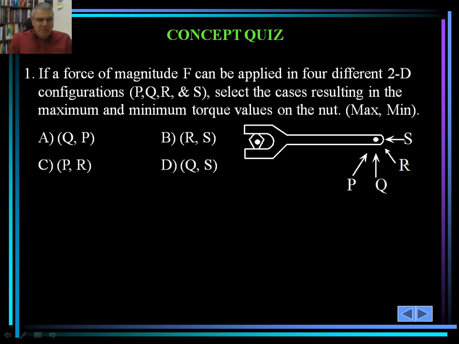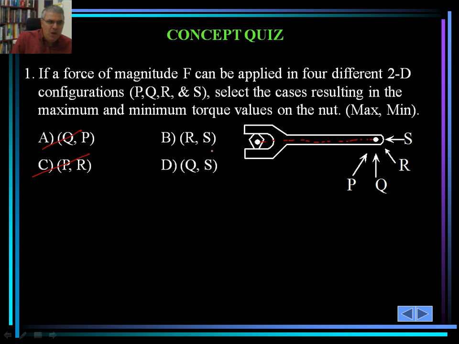S would be the minimum, right? So it cannot be A or C. We are looking for maximum and minimum, so let's identify the minimum right away. S would cause the minimum because the line of action, again, it's supposed to be a straight line, is going to go through the bolt or what have you there, okay? So that would cause the minimum. So it's either B or C.